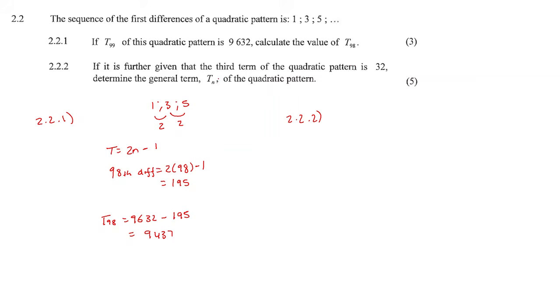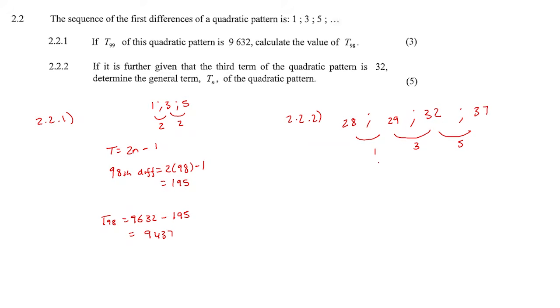Question 2.2.2. If it is further given that the third term of the quadratic pattern is 32, determine the general term Tn for the quadratic pattern. So if we know our third term is 32, so 1, 2, and this is 32, and we know that this difference is 3, and this difference is 1, and then here we have 5, we can work backwards, and we can say 32 minus 3, which is 29, and then minus 1, which is 28, and if you want, you can go up and you get 37 here.